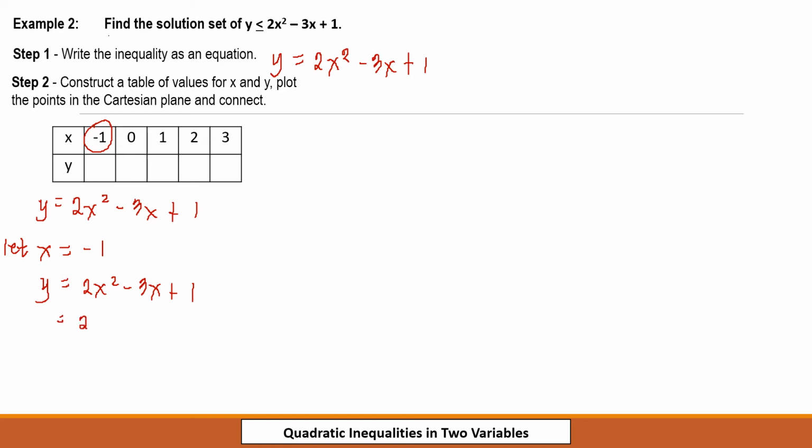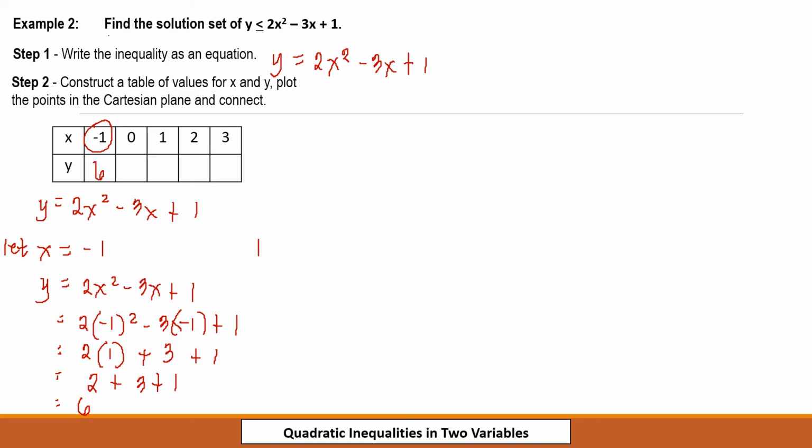So we have 2 times negative 1 squared minus 3 times negative 1 plus 1. 2 times 1 plus 3 plus 1. So we have 2 plus 3 plus 1, that is 6. So if x is negative 1, y is equal to 6.